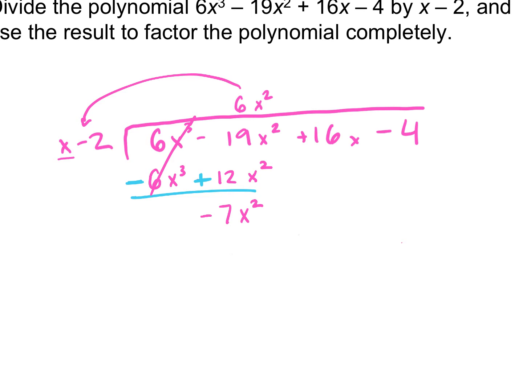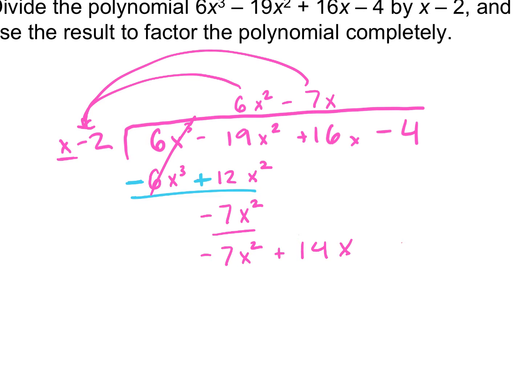Now we do the same thing. What times x gives us negative 7x squared? Or we divide negative 7x squared by x. So that would be what, Gia? Negative 7x. Just x. Negative. Just x. Then we multiply what's on top with what's out front. So negative 7 times x would be negative 7x squared. And then plus 14x.